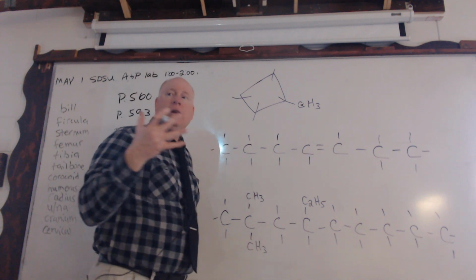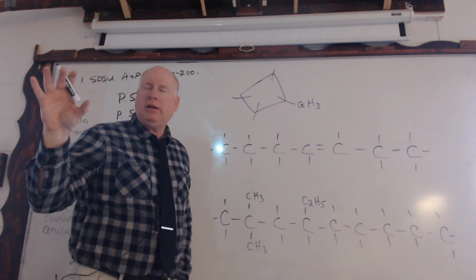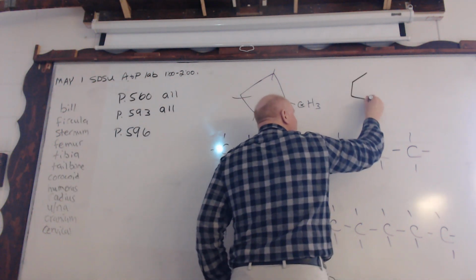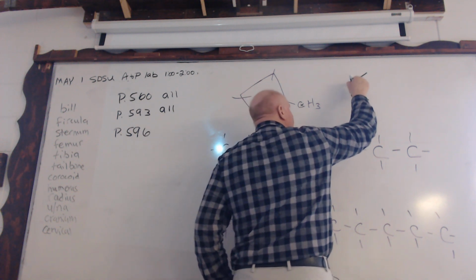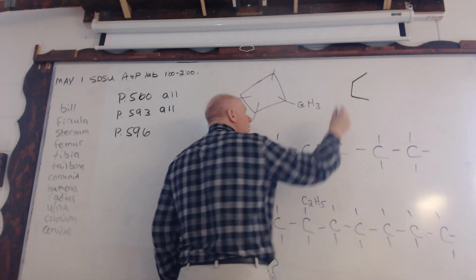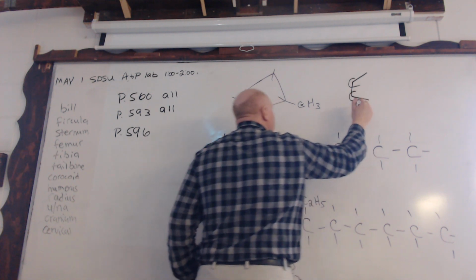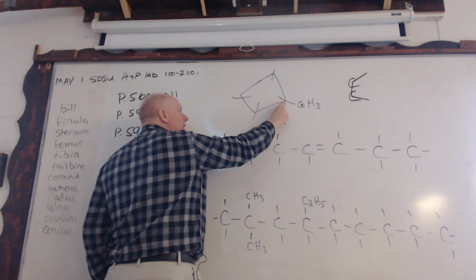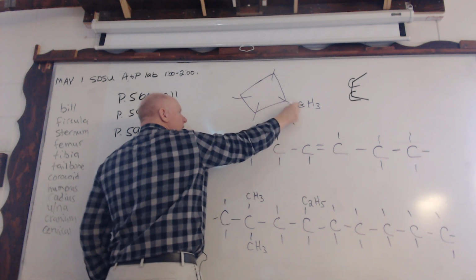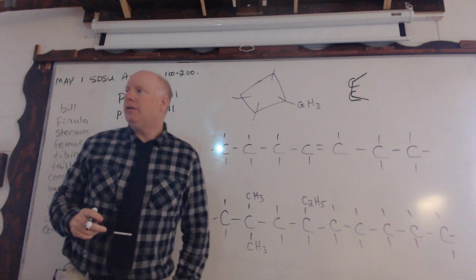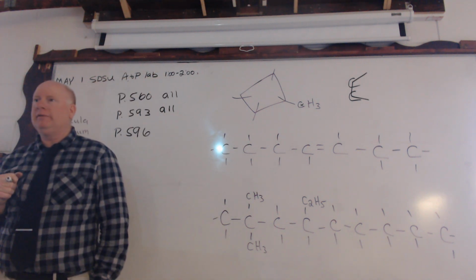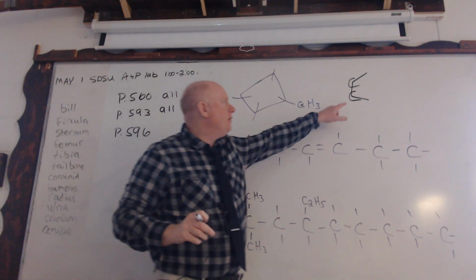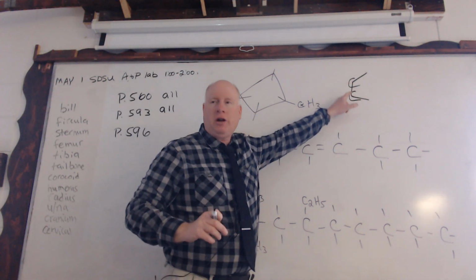It's not a bad question. Anywhere where a line intersects, where two lines come together, what is forming at that intersection? There's a carbon atom here and a carbon atom here. There's an intersection right here. What type of atom is present there? Carbon. So what type of bond is that? Carbon to carbon. Do we understand where lines intersect? There's a carbon atom.